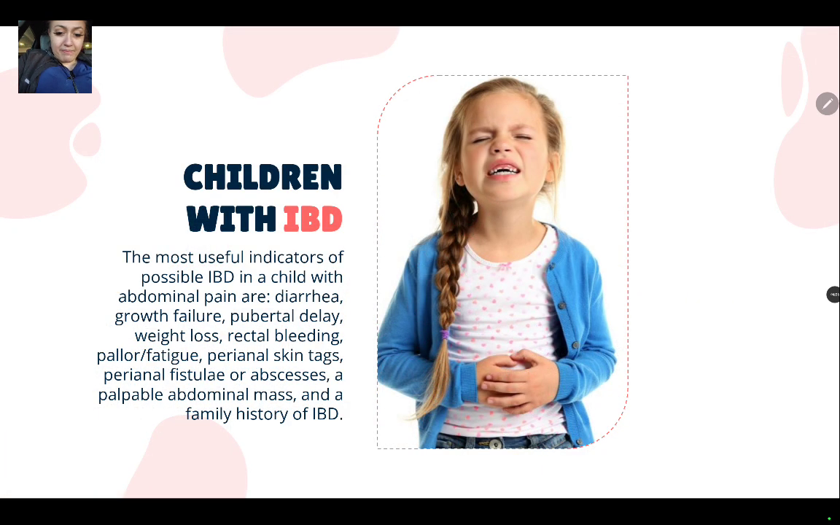Children with IBD. The most useful indicators of possible IBD in a child with abdominal pain are diarrhea, growth failure, pubertal delay, weight loss, rectal bleeding, pallor, fatigue, perianal skin tags, perianal fistulae or abscesses, a palpable abdominal mass, and a family history of IBD. These symptoms may point to IBD versus functional abdominal pain that's very common in children and typically occurs as a result of constipation.